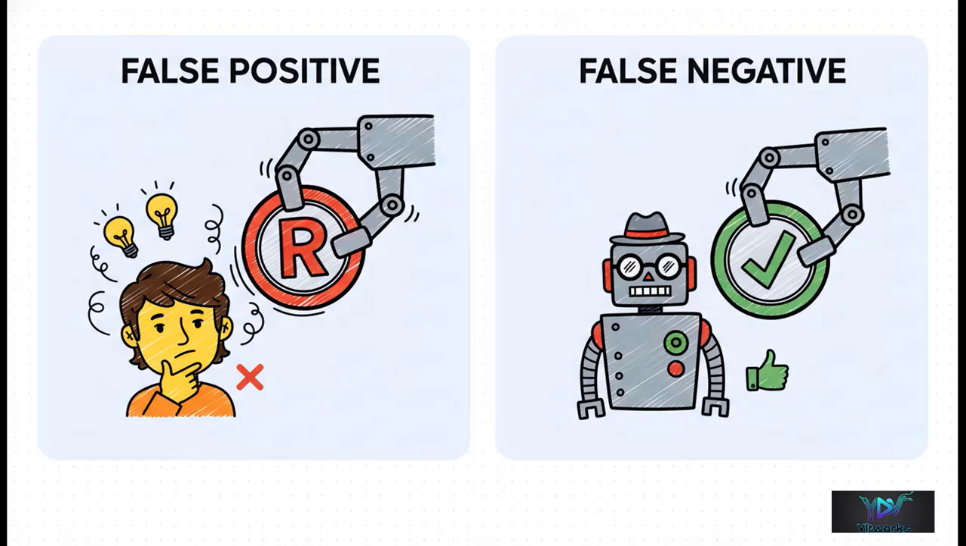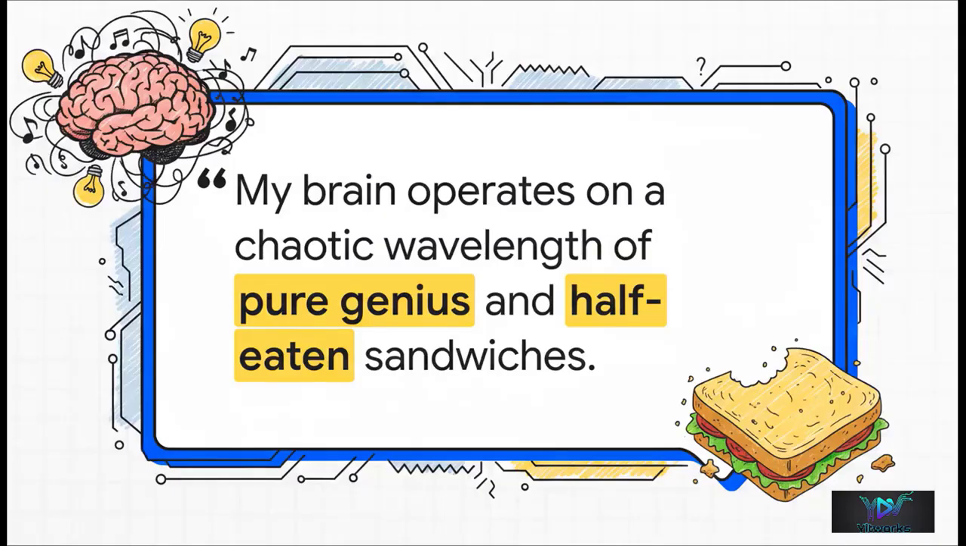And then there's the other mistake, a false negative. That's when the AI written text is so good that it completely fools the detector and the robot gets away with it. Let's look at an example.